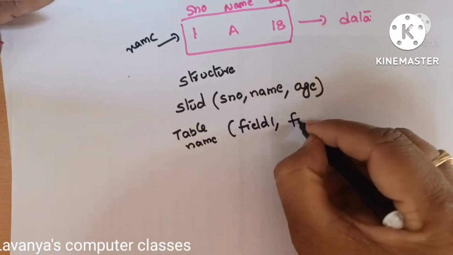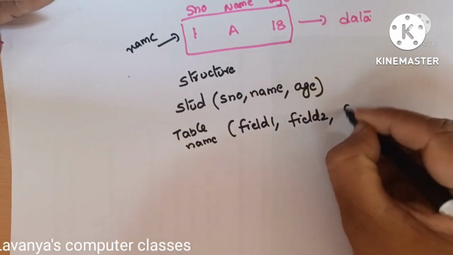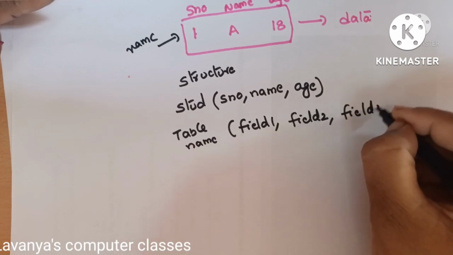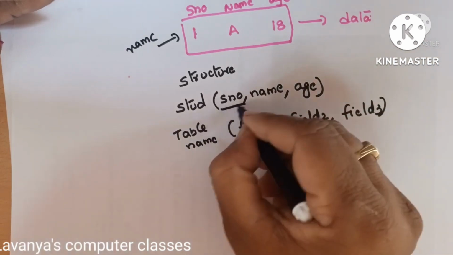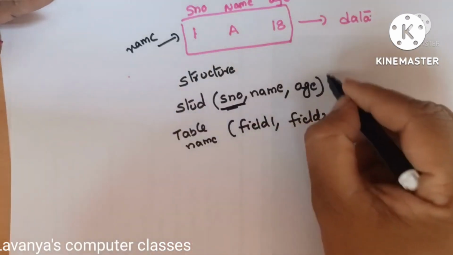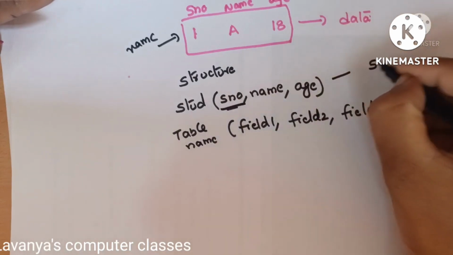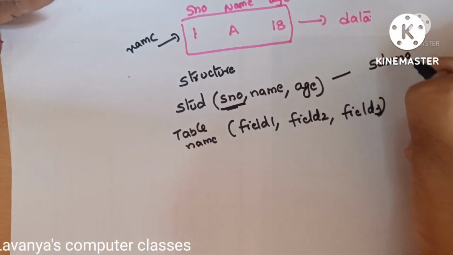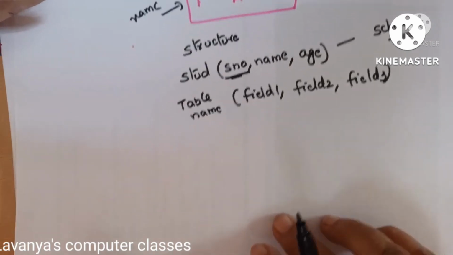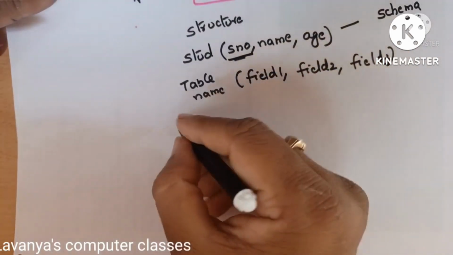So what is the syntax? The table name, field 1, field 2, and so on. However many fields you want, keep all the fields in this. So this is the structure of the table, and it also explains what the primary key is and what the relation is between one field and another field. Everything is explained. That is known as schema.